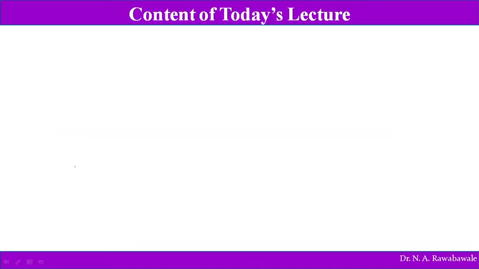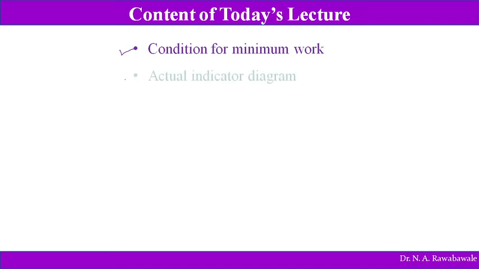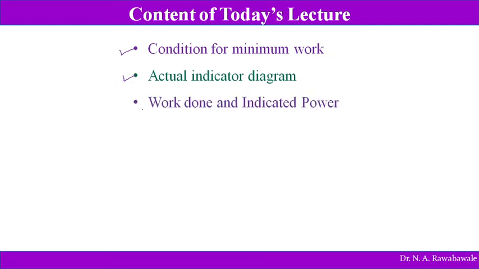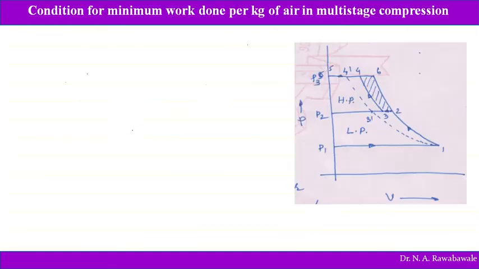So today we will discuss the condition for minimum work required in a multi-stage compressor. Then the actual indicator diagram. What is the difference between the theoretical indicator diagram and the actual indicator diagram? And work done and indicated power in case of an air compressor. Then we will see the classification and working of rotary compressors.